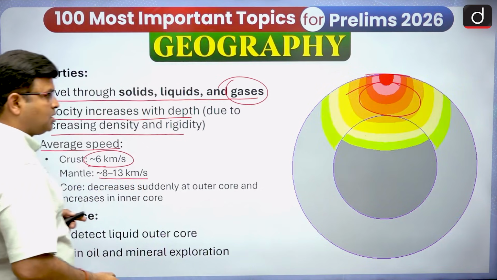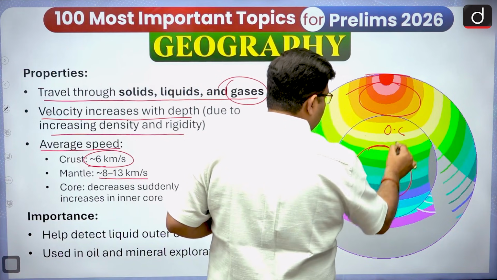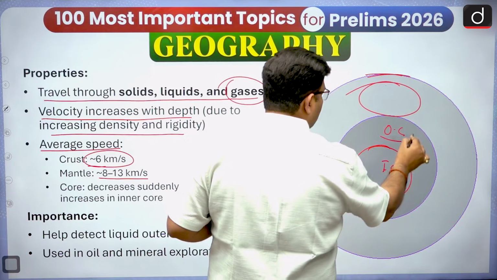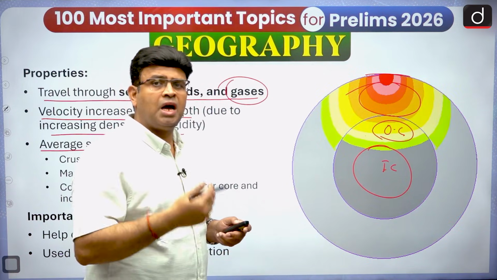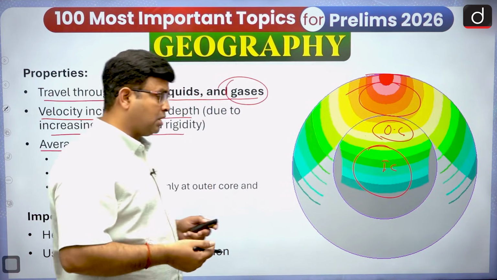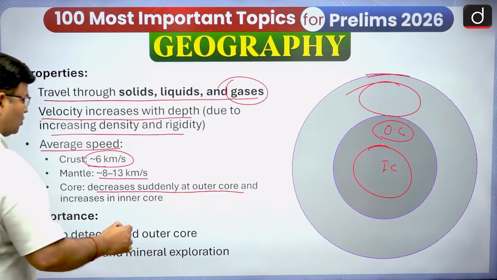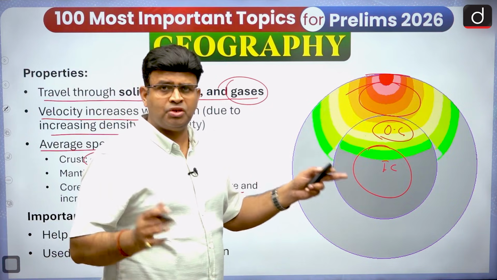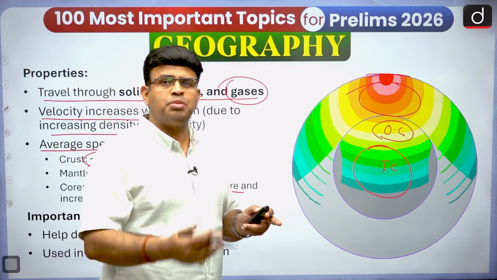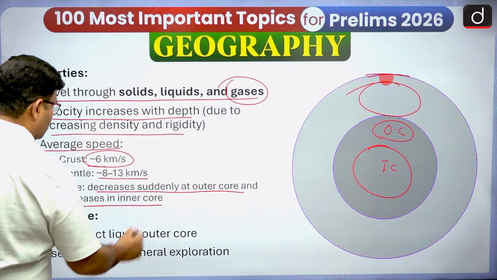And core: there is an outer core and an inner core. The outer core is liquid in nature, so suddenly in the outer core its speed decreases. And then the inner core, under very high pressure, is solid, so again the speed of the P waves increases in the inner core.